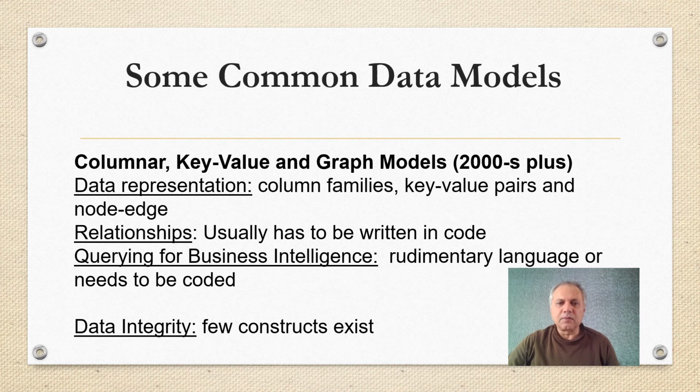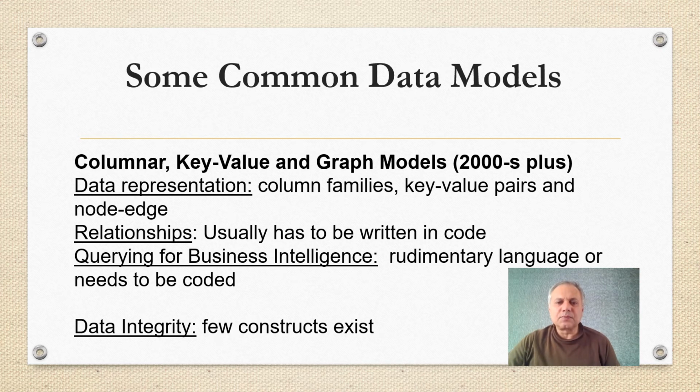So different data models came out. Google, for example, came out with a columnar model. There's the key value model that is used to store information in terms of key value pairs. And then there's graph models that will be used to store information that connects people, let's say, in a social network. So for each of these models, the data representation is obviously different. For columnar databases, it's column families. For key value databases, it's key value pairs where the keys are the way that you retrieve the data, but the values tend to be opaque and you can't really get to them. And then there's the node edge method of representing data in graph models.